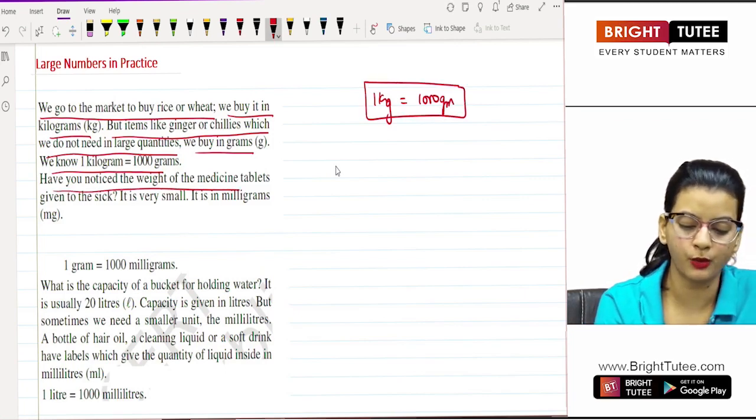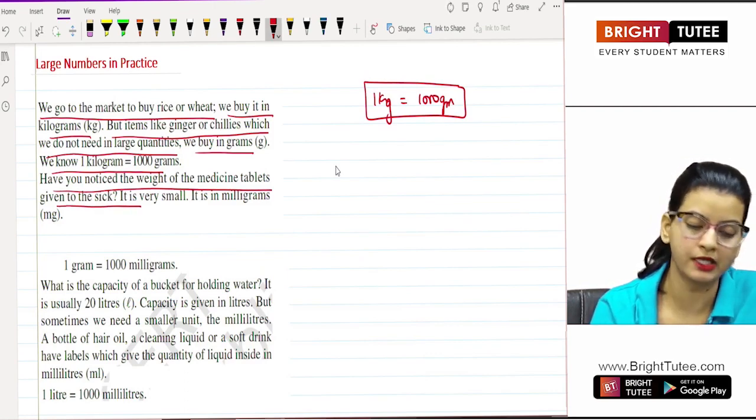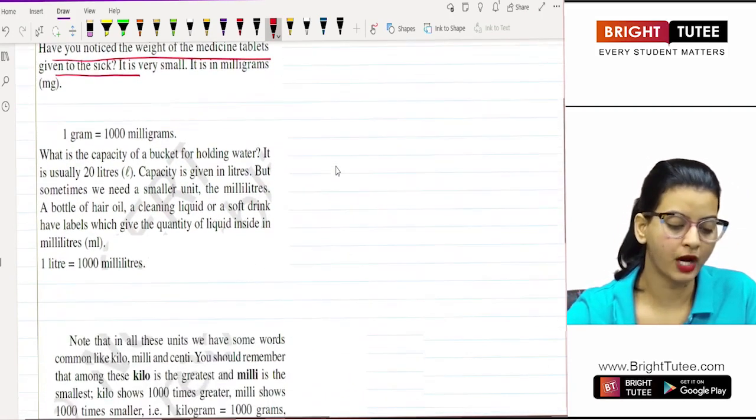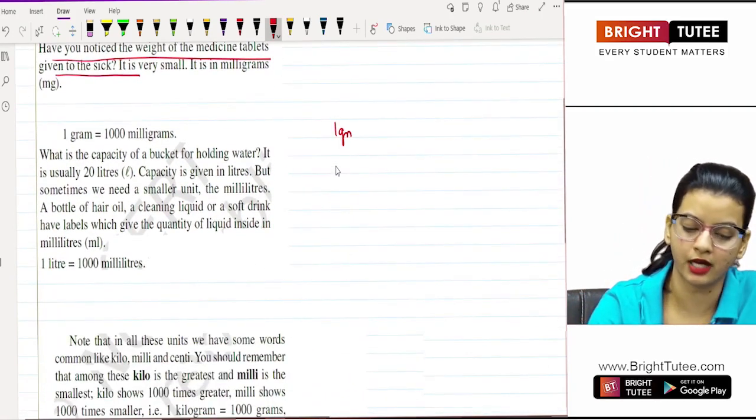Have you noticed the weight of the medicine tablets given to the sick? It is very small. It is in milligrams. This is very true. And 1 gram is equal to 1000 milligrams.